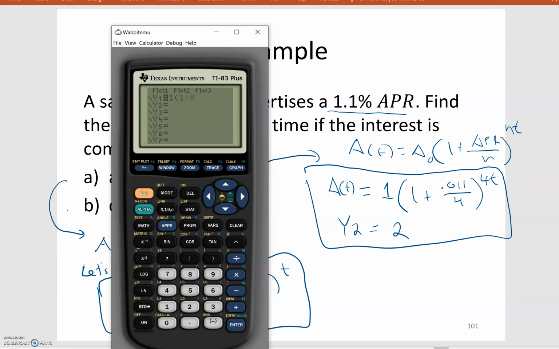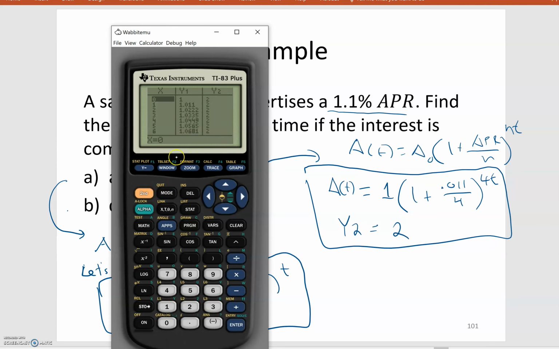And then I'll say 1 plus parentheses 0.011 divided by 4, close my parentheses, caret, and then here's a new thing, 4x also needs to be in parentheses. If you don't put parentheses around this 4x, then the calculator will not read it correctly. Okay, so it's very important that you do that. And then we want to intersect that with 2.